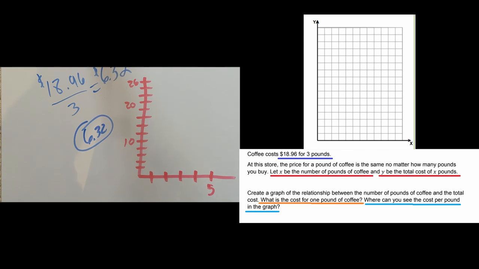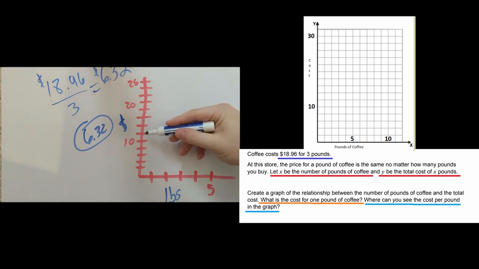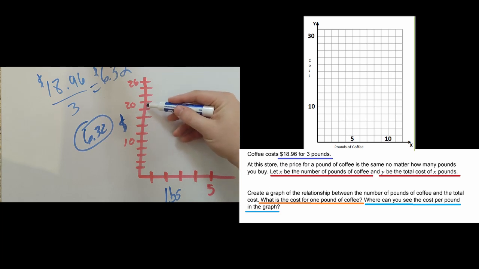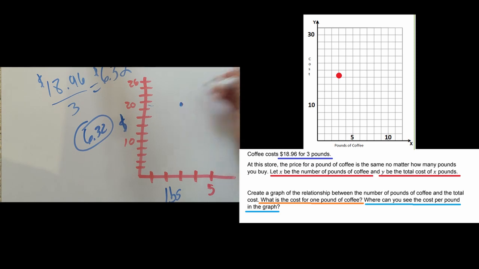The next part asks for us to create a graph. So I already made mine out here. I counted by 1's on the x-axis, 2 by the y. So our x-axis is the number of pounds of coffee. Our y-axis is the cost. So X is the number of pounds. So it gives us the information we already need. So it says 3 pounds is $18.96. So 3 pounds, $18.96. So I counted by 2. So 12, 14, 16, 18, just a little bit above, and 3. We can put our point right there.